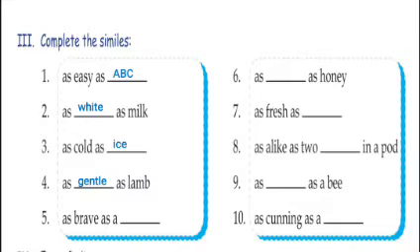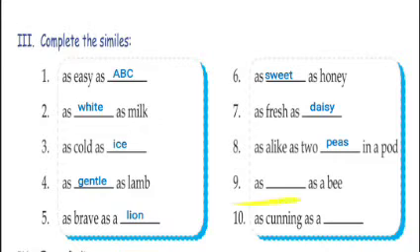Number 5, as brave as a, so which animal is considered as brave, that is lion. Next, number 6, as dash as honey, so honey is considered as sweet. As fresh as, I told you which flower is considered as fresh, that is daisy. Next, as alike as two peas in a pot.